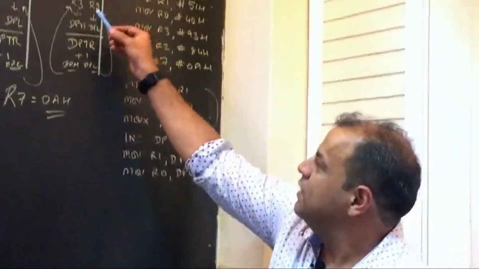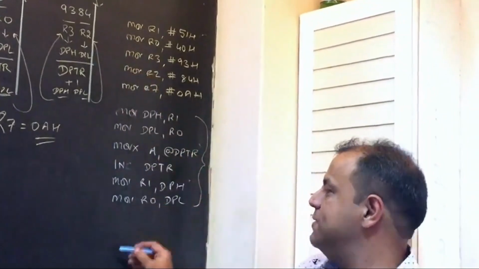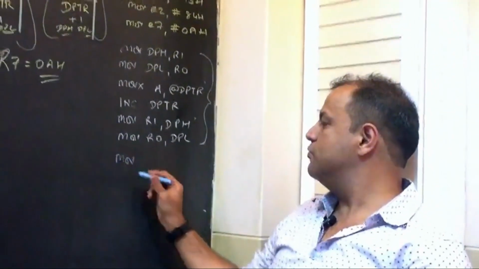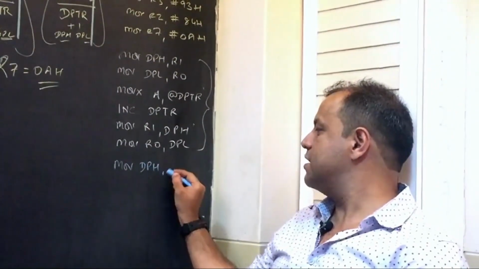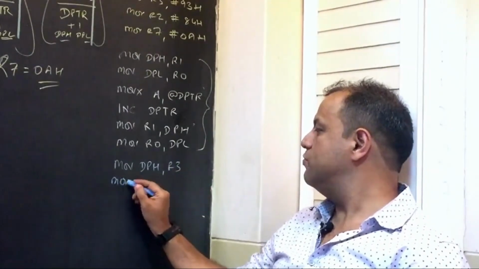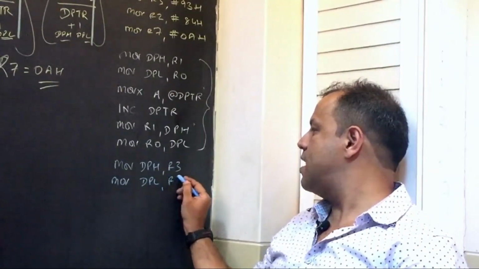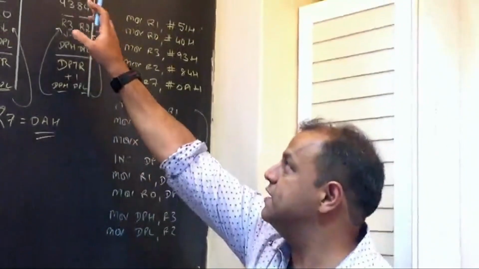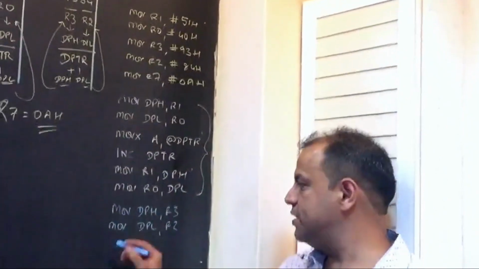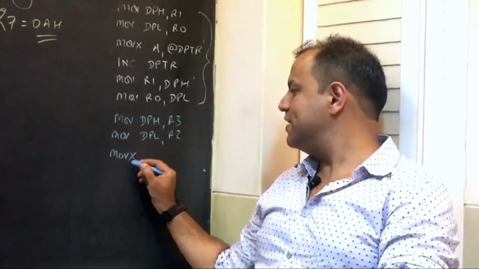Take the value of R3 and R2 into DPH and DPL. Move DPH, comma, R3. Move DPL, comma, R2. DPTR is now pointing to your destination. Store the data from A to the location pointed by DPTR.